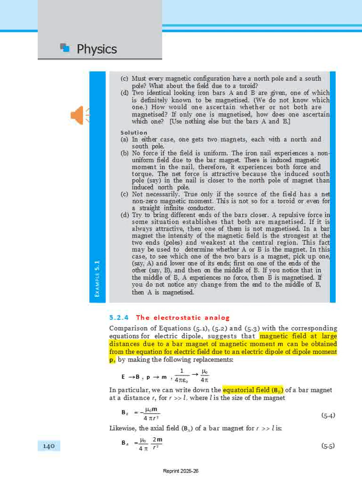The electrostatic analog. Comparison of equations 5.1, 5.2, and 5.3 with the corresponding equations for an electric dipole suggests that the magnetic field at large distances due to a bar magnet of magnetic moment m can be obtained from the equation for the electric field due to an electric dipole of dipole moment p by making the following replacements. In particular, we can write down the equatorial field B of a bar magnet at a distance r, for r greater than L, where L is the size of the magnet, as given in equation 5.4. Likewise, the axial field BA of a bar magnet for r greater than L is given by equation 5.5.